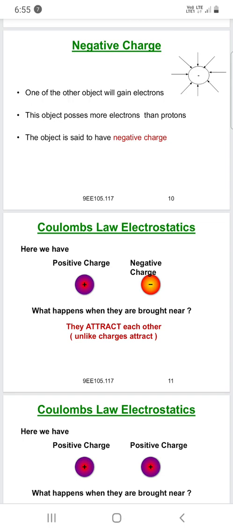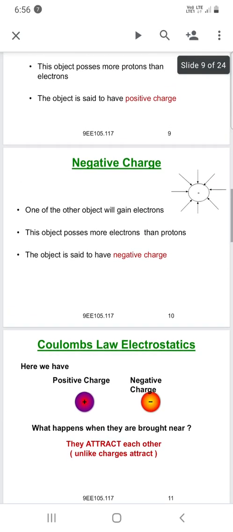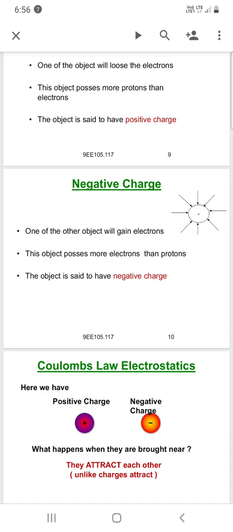So here, when two objects are rubbed together, one of the objects will gain electrons. So this object possesses more electrons than protons, and the object is said to have a negative charge. So this is about the positive and negative charges.